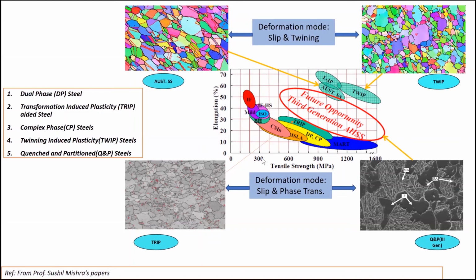Right. So TRIP steel, as I said, is what we call the transformation induced plasticity type of steel. So you can see the listing here. You have the dual phase steel, TRIP steel, complex phase steel, TWIP steel, and QNP steel. Right. So a variety of steels are out here that are available and that are being developed.